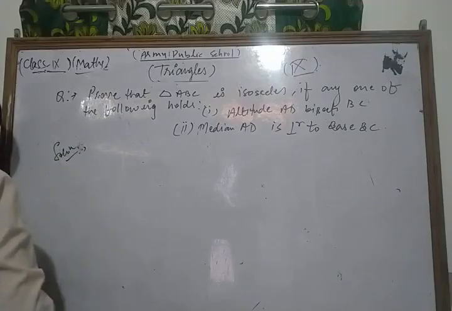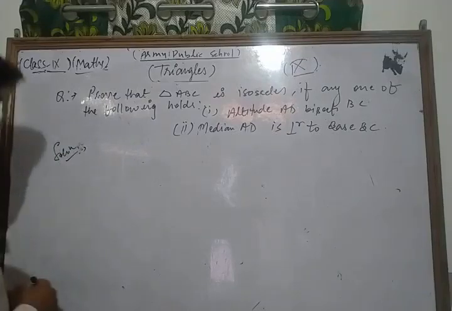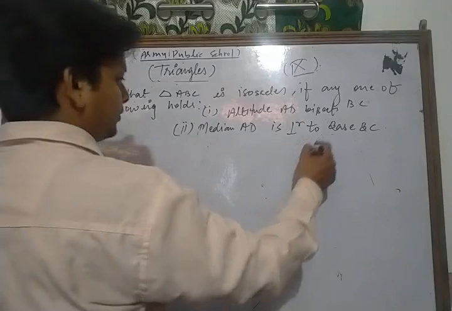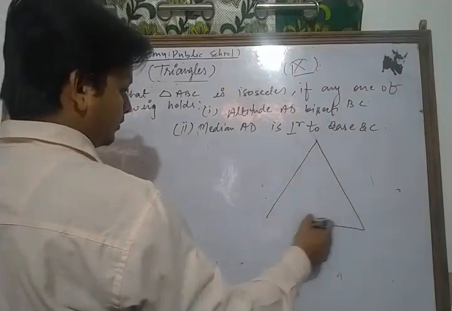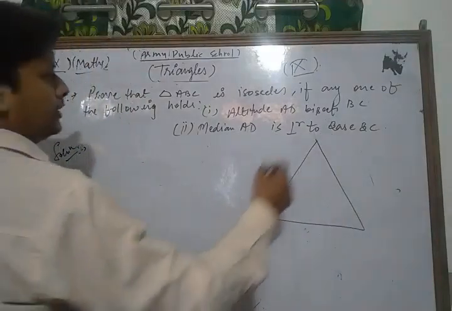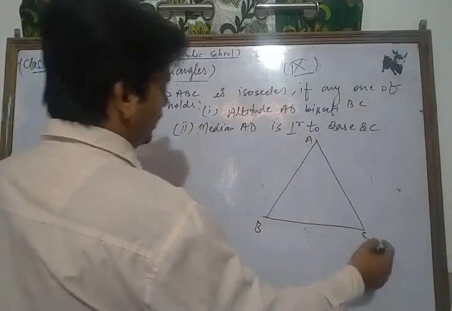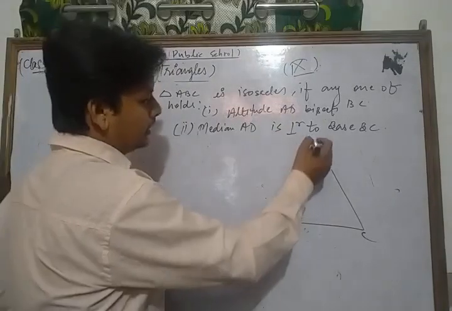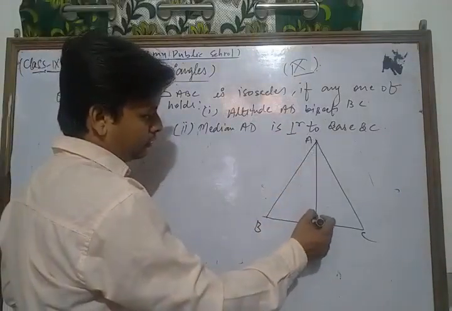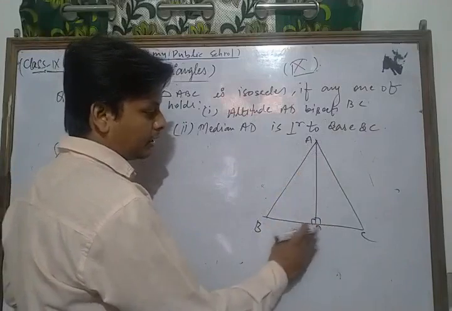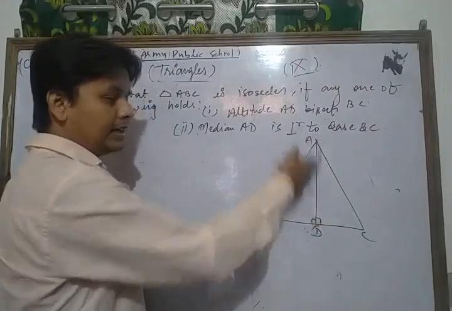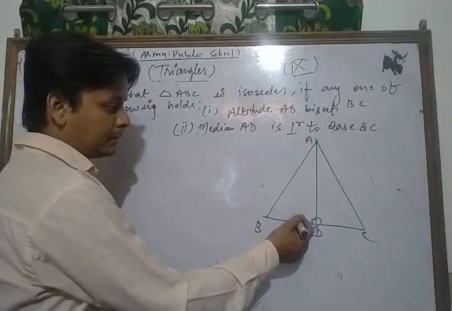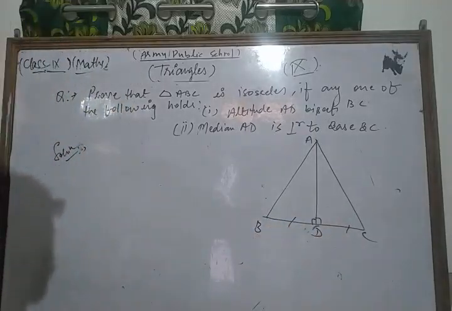Now let's see its solution. So first of all, we draw ABC, a triangle. If any one of the following holds, altitude AD bisects BC. Suppose that we draw AD perpendicular to BC. Bisects BC means what, dear friends? It means that line segment AD divides the opposite side BC into two equal parts. This is the concept behind that.